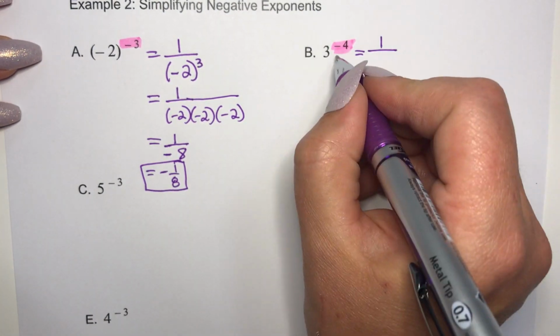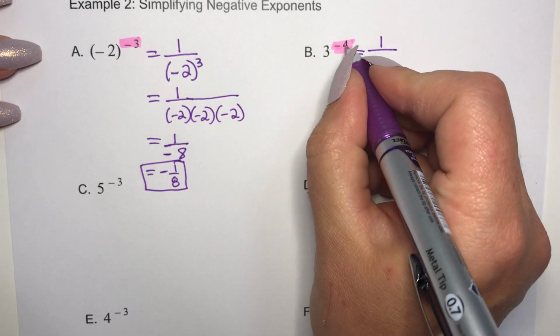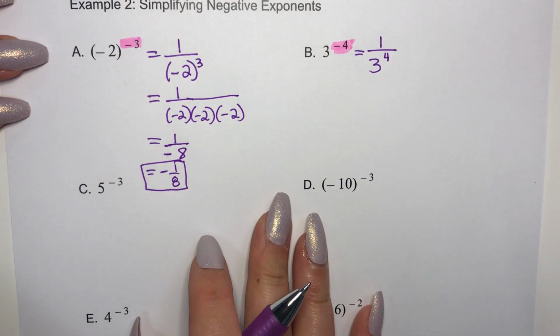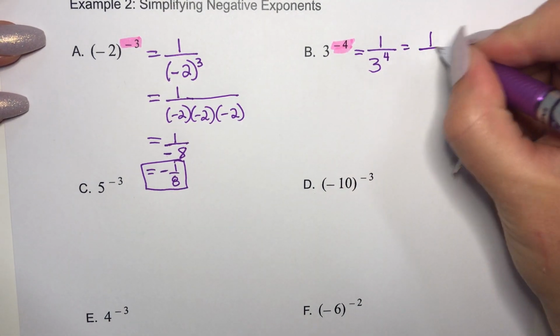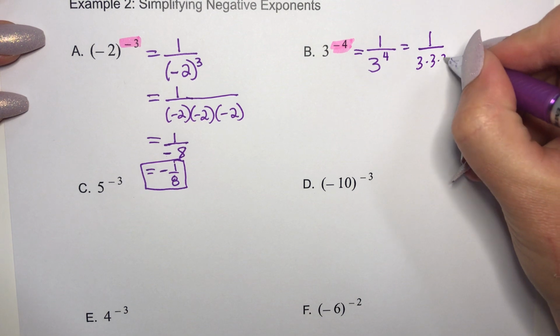So we're going to go 1. It's the same thing as 1 divided by 3 to the 4th, right? And then we're just going to rewrite it. So 3 to the 4th is the same thing as 1 over 3 times 3 times 3 times 3.